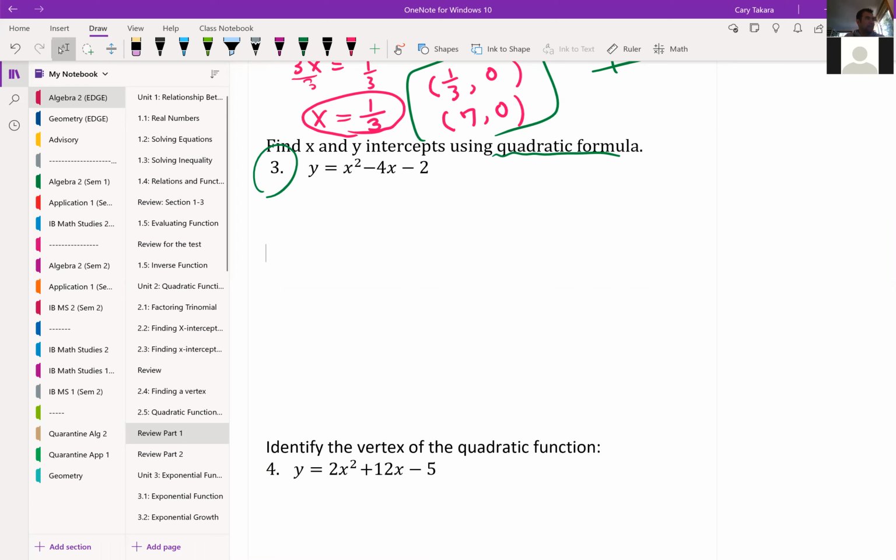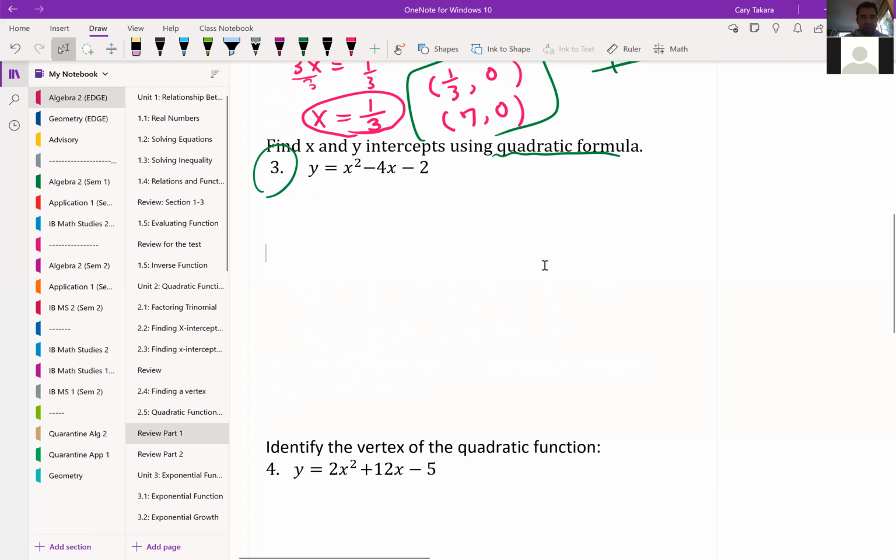Has anybody found the x-intercept? Looks like it's also factorable. Okay, let's take a look.